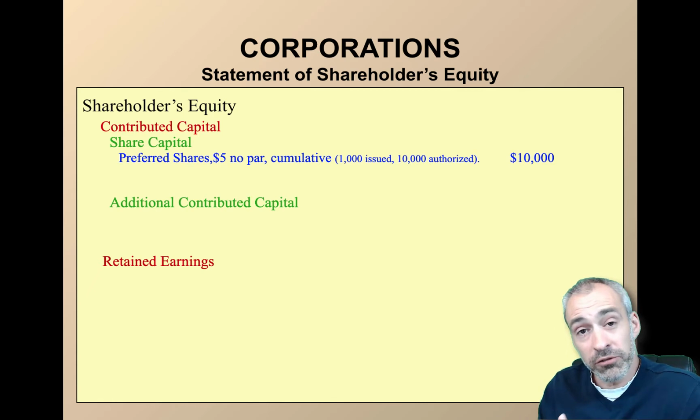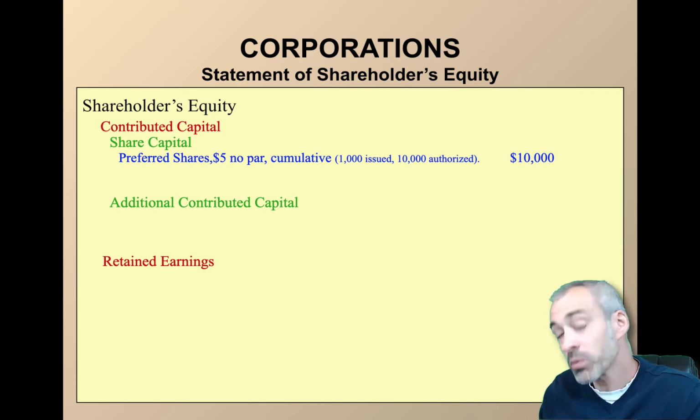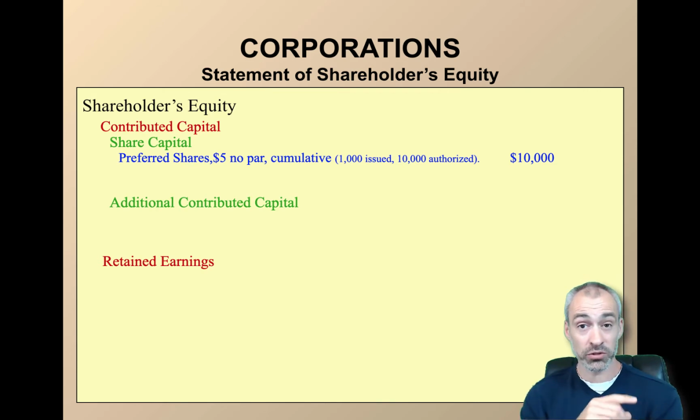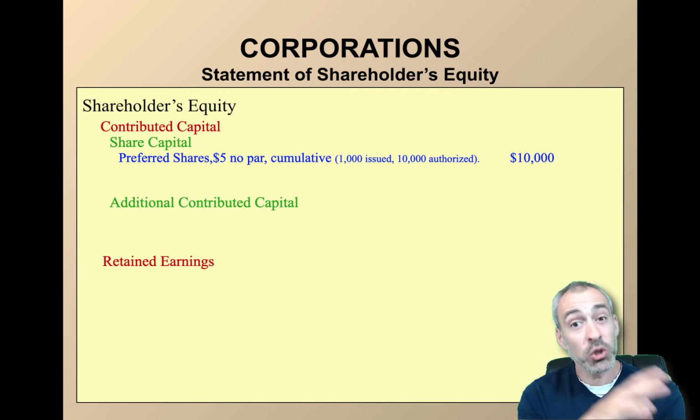Okay, so cumulative refers to the dividend. Cumulative means if for some reason they don't have enough cash on hand to pay the preferred shareholders their dividend this year, then it accumulates.